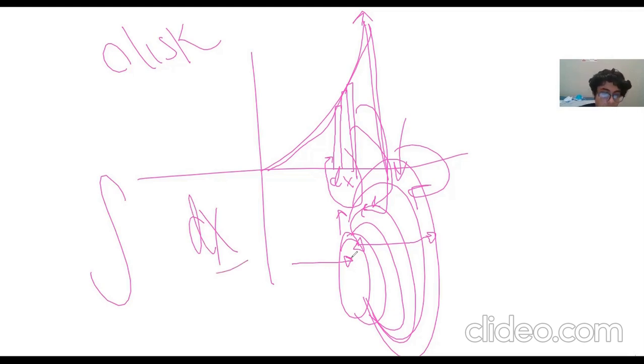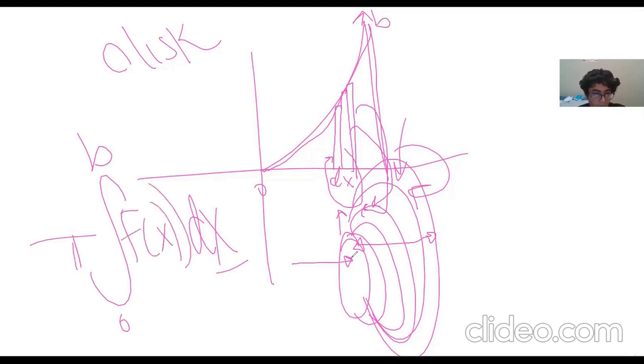Okay, so you start from the left. Maybe this is at 0, and maybe you stop at b. From 0 to b of, the pi gets pulled out, f of x squared. And where does this come from?